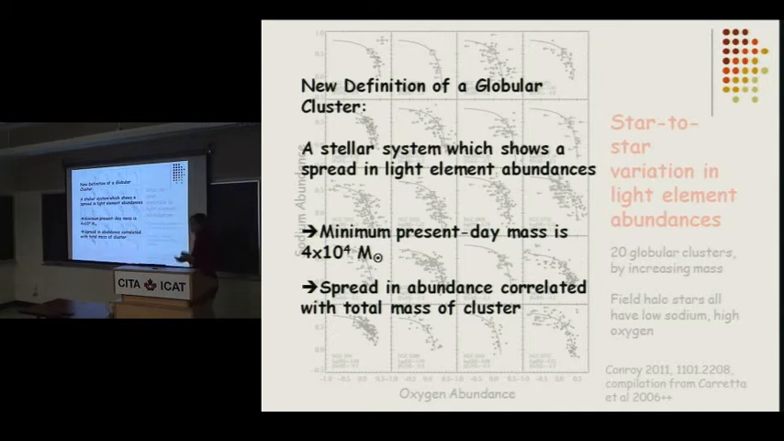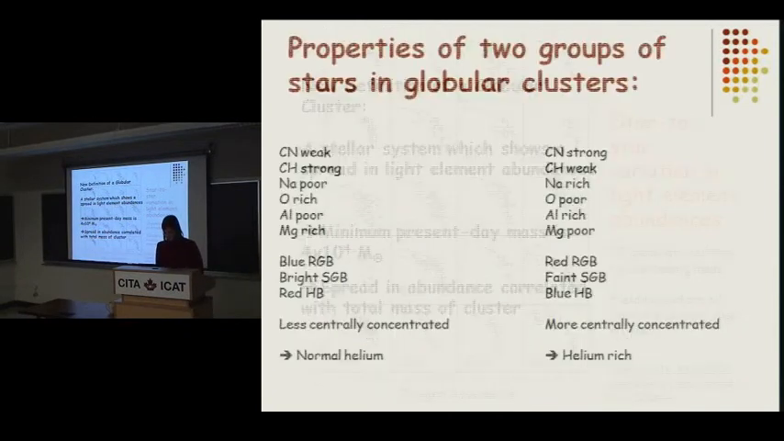But basically, so far, 47 Tuc. 47 Tuc. I meant open clusters. 47 Tuc, I think, has [Fe/H] of minus 0.7, right? And open clusters are around 0.4. So it might be a metallicity thing, but it seems to be a mass thing.